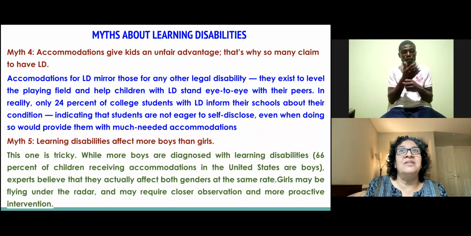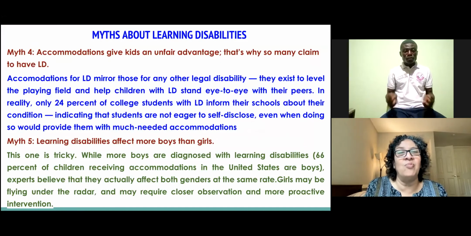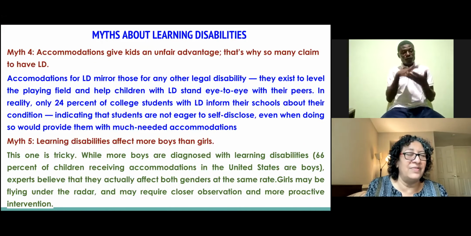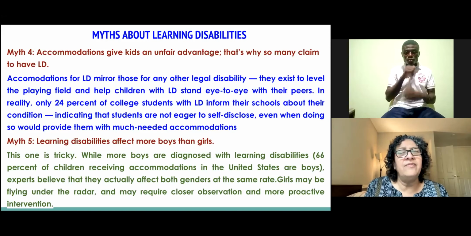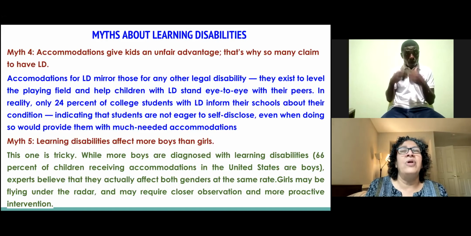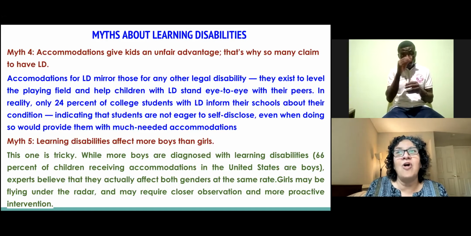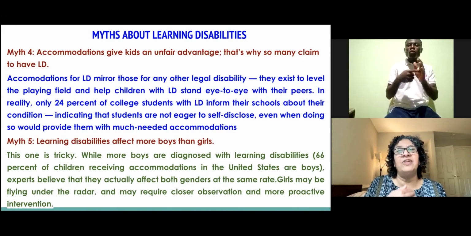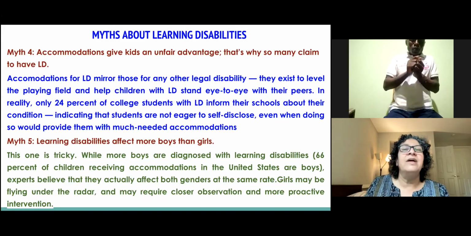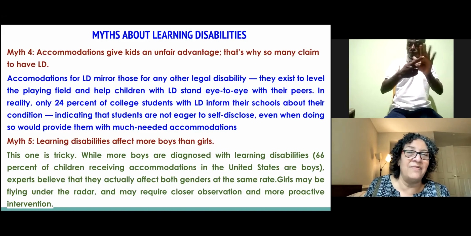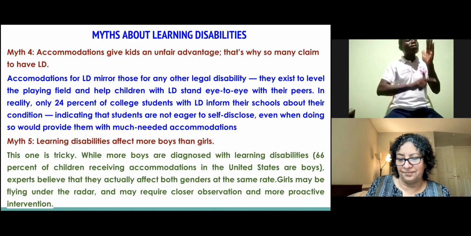Girls may be flying under the radar and may require closer observation and more proactive interventions. Research doesn't support the idea that more boys have learning disabilities. Technically, boys get diagnosed more than girls, because girls may hide it or compensate with some strategies or with other skill sets. But there is no scientific evidence that fewer girls have learning disabilities and dyslexia.